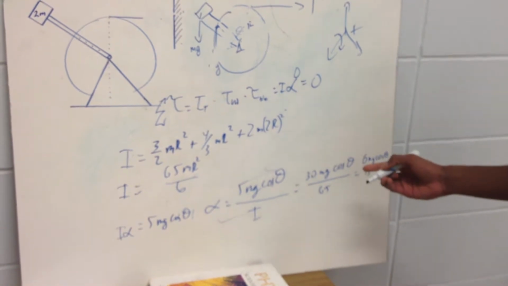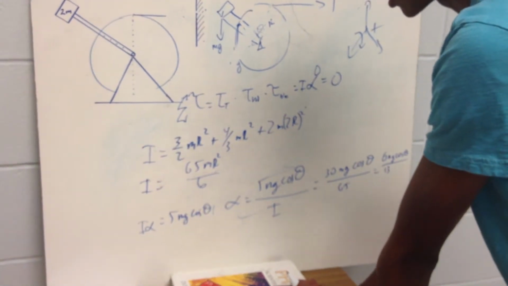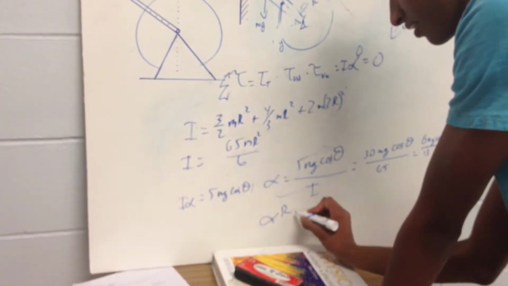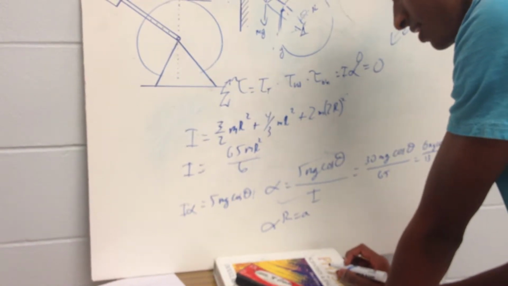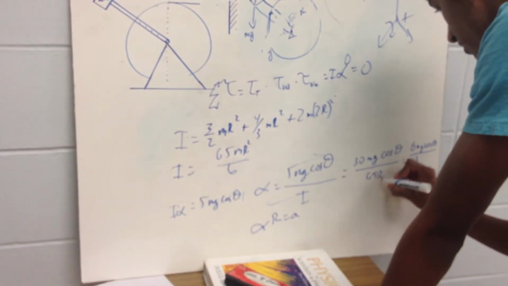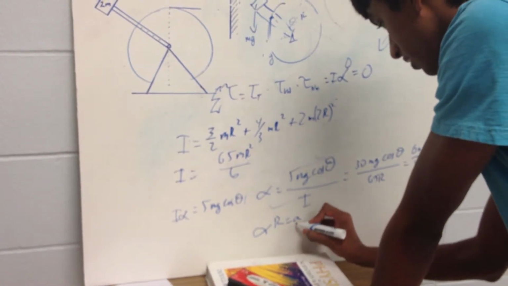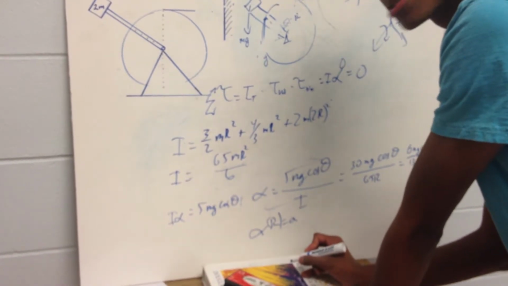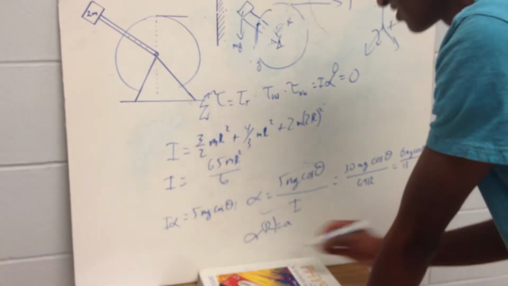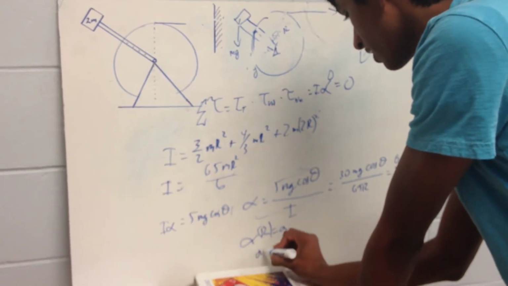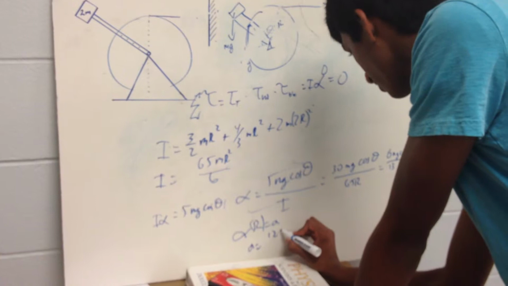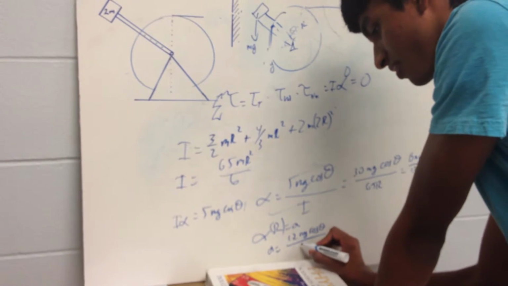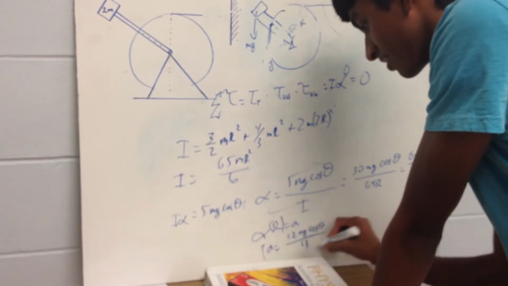This is our angular acceleration, however. We have to find the translational acceleration as well. So when we find translational acceleration, we multiply this alpha by r to find a. So this is over r, by the way. Let's find a. So r in this case is actually 2r, because it's 2r away from the center. So we're going to have a equals 12 mg cosine theta over 13 as our a.